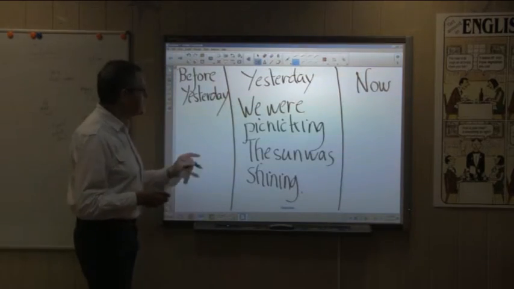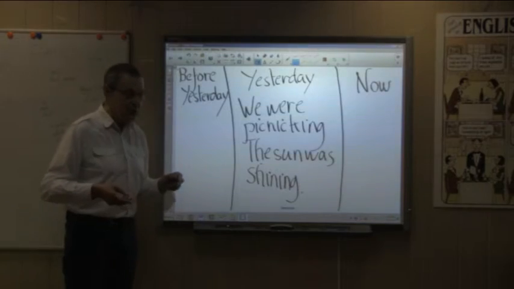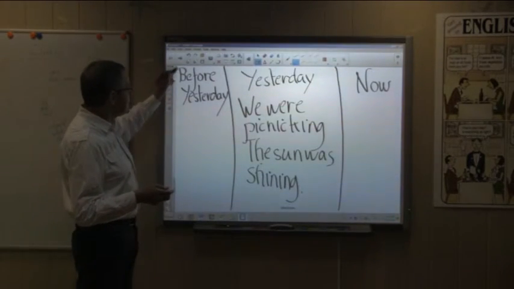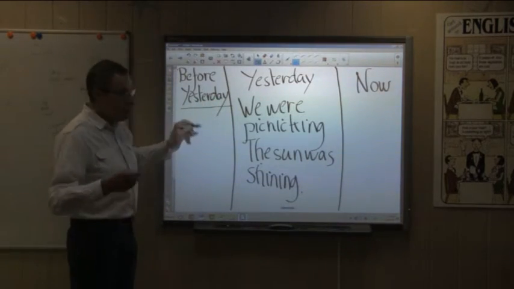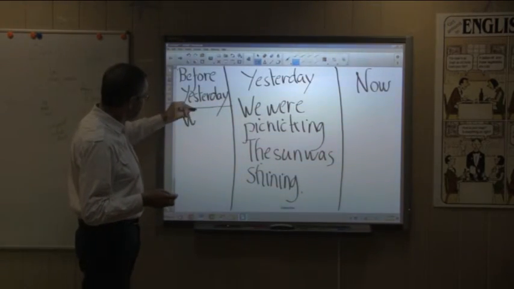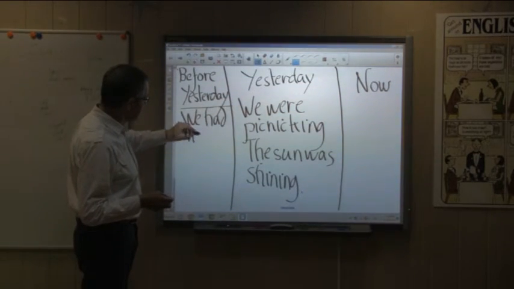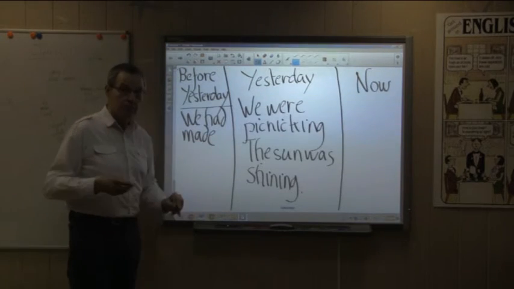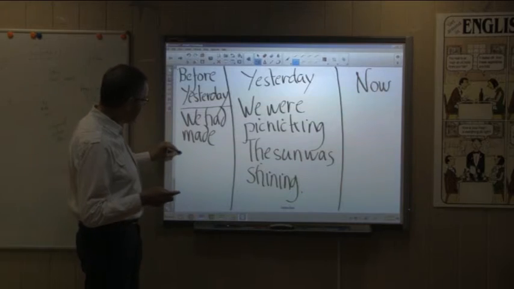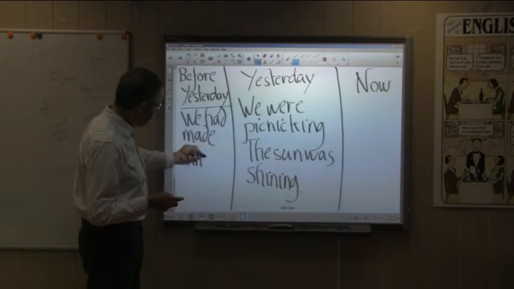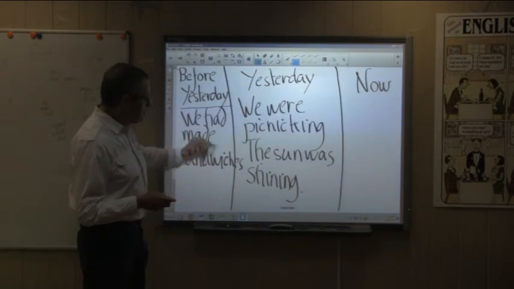But in order to get ready for our picnic, we had to do some other things, which is where the past perfect comes in. We had prepared some sandwiches, or we had made sandwiches. We had bought some beer. My brother had made a cake. There we are, sandwiches.